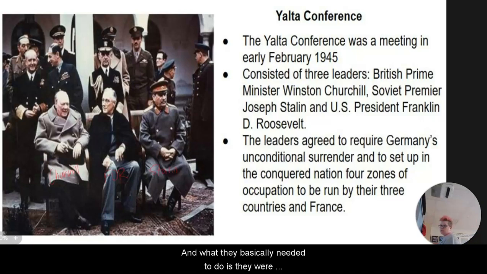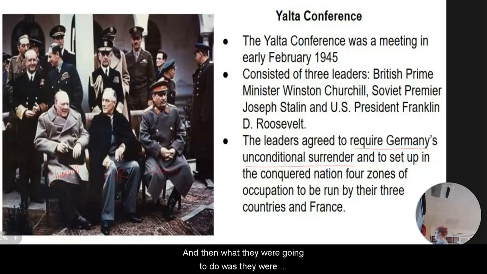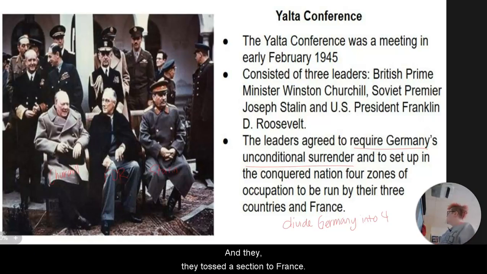And what they basically needed to do is they were trying to figure out what are we going to do with Germany. And so they agreed to require Germany's unconditional surrender. No one in Germany's power was able to say that they were not going to surrender. Everyone had to surrender, like it had to be unconditional. And then what they were going to do was they were going to divide, that's what this section means, divide Germany into four, one for each group, and they tossed a section to France.